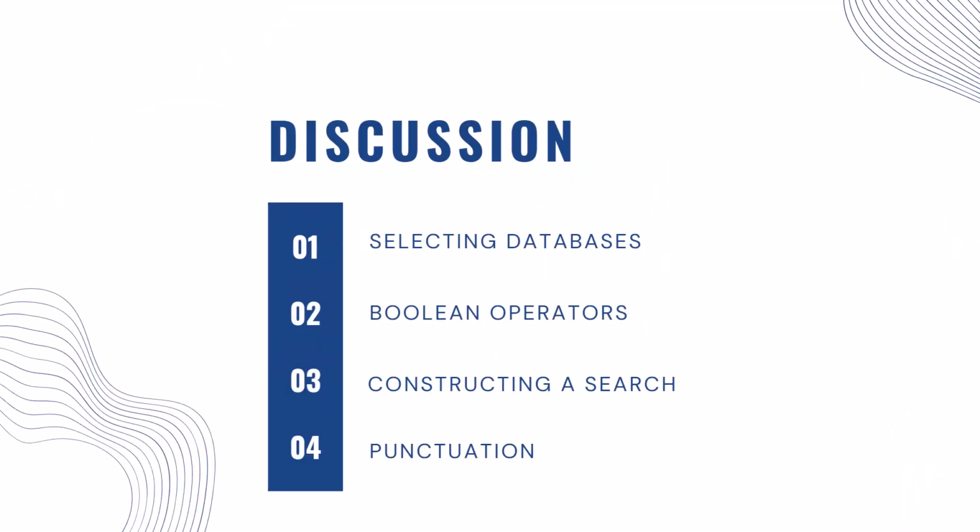We'll start our discussion by talking about how to select databases by type. Then we'll discuss how to use Boolean operators to construct a search, as well as learning how to use proper punctuation to make a search successful. We'll also spend some time building a couple of searches that we'll use in later videos to search PubMed and Embase.